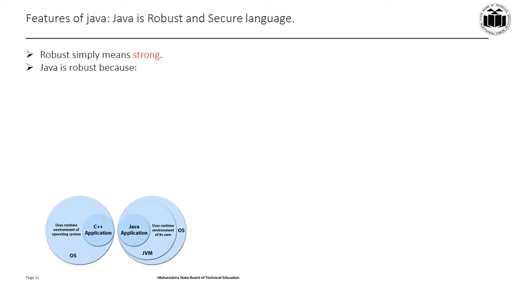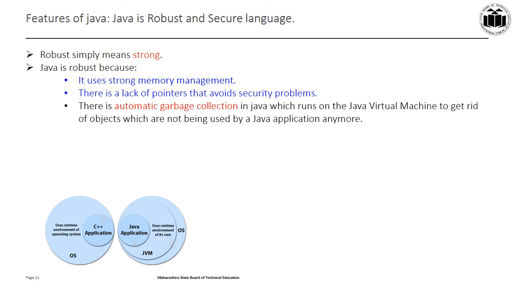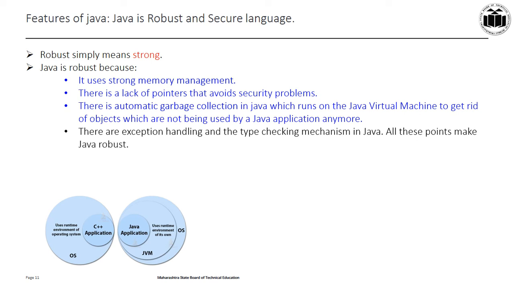Robust means strong. So Java is robust because it uses strong memory management. There is a lack of pointers that avoids security problems. There is automatic garbage collection in Java, which runs on the Java virtual machine to get rid of objects which are not being used by a Java application anymore. There are exception handling and the type checking mechanism in Java. All these points make Java robust.